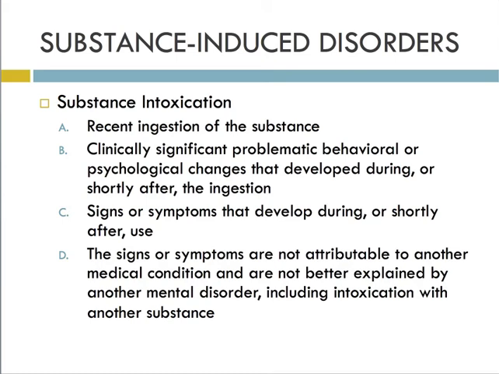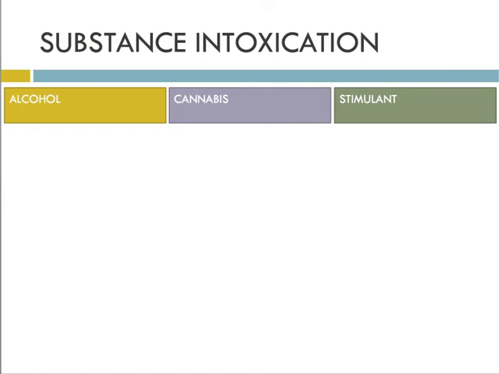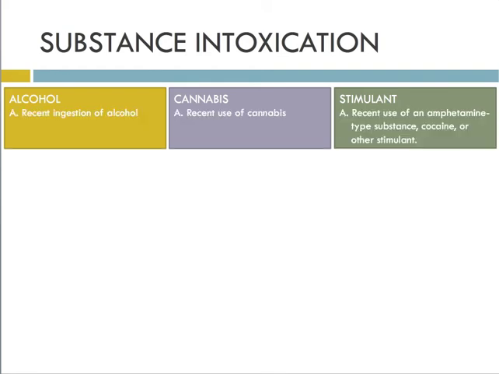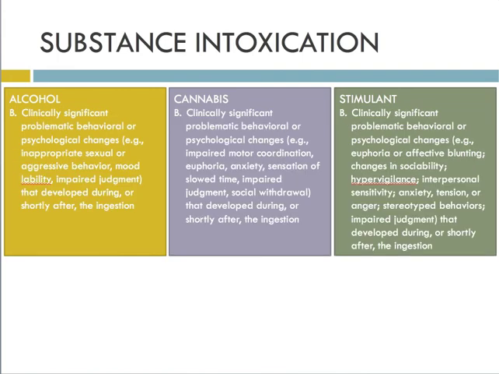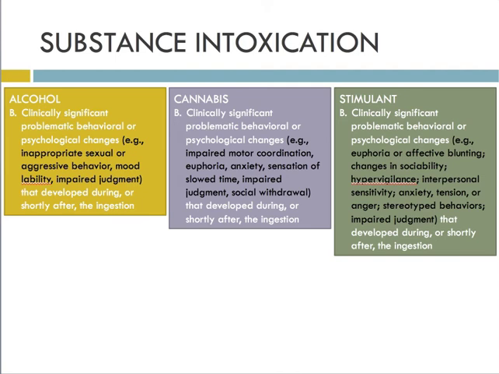with a different substance. So we'll look through some examples of how the DSM describes substance intoxication for 3 different classes of substances: alcohol, cannabis, and stimulants. So for criterion A, recent ingestion of a substance, the diagnoses look the same: recent ingestion or use of the named substance. Criterion B states that clinically significant problematic behavioral or psychological changes have occurred during or shortly after the ingestion. However, the specific problematic behavioral or psychological changes are specified for each class of substance.